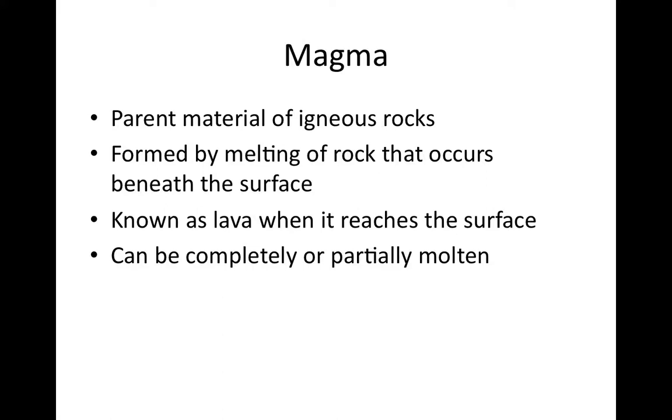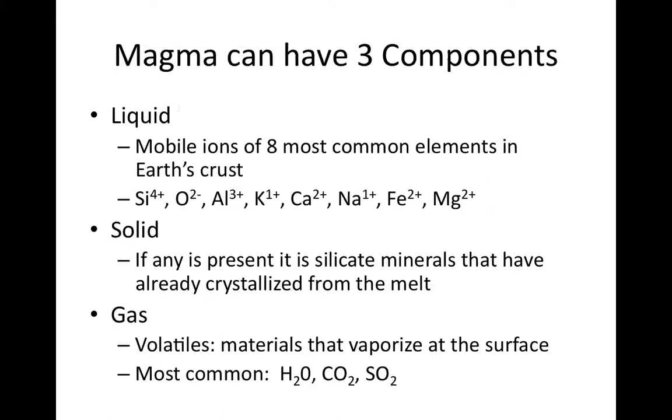And magma can be completely or partially molten, meaning it can have some solid components. And so magma has three components: liquids, solids, and gases. So obviously the majority of the magma is liquid, and the liquid material contains the ions of the eight most common elements of Earth's crust: silicon, oxygen, aluminum, potassium, calcium, sodium, iron, and magnesium.